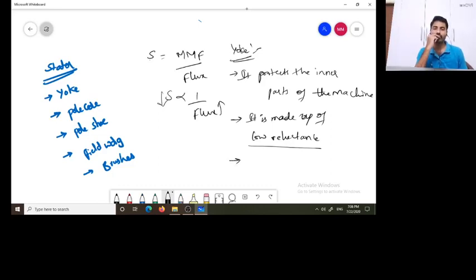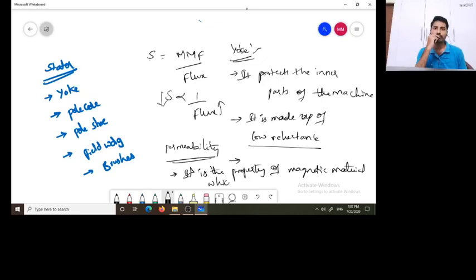So what is the low reluctance material? How can we find it? By using the permeability property. Permeability is a technical term in electrical terminology. It is the property of a magnetic material which allows more magnetic lines of force. So this is the permeability property.